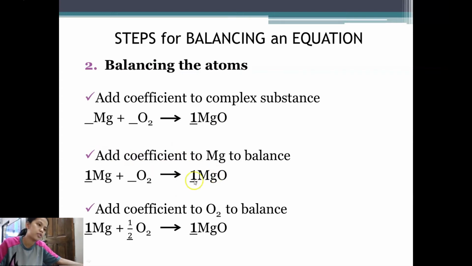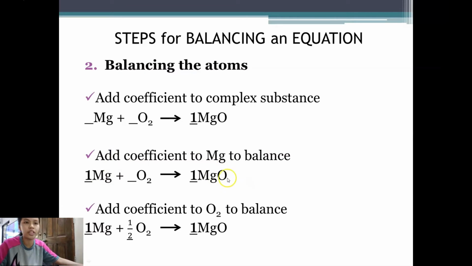Now that we have 1 as our coefficient in magnesium oxide, we're going to balance the elements in the reactants. So first I'm going to Mg. I'm going to put a coefficient that would be equal to the product. So I have 1 Mg on the product, so I need to put 1 also here. So now we have a balanced number of magnesium atoms.